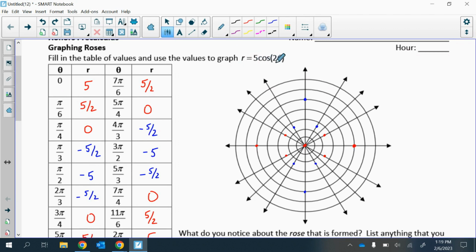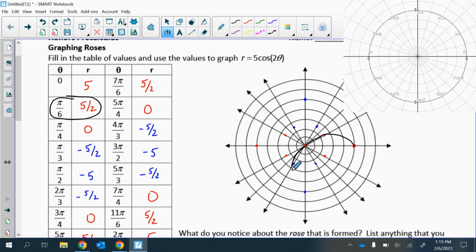So what we see, r equals 5 cosine 2 theta. 5 comma 0 is our first point, and then I trace accordingly. So 5 halves comma pi sixths would be next. Then I get to 0 comma pi fourths. And then notice I end up in these negative values. So my pi thirds value is down here. My pi halves value, my 2 pi thirds value, and then I'm back to the pole at 3 pi fourths.